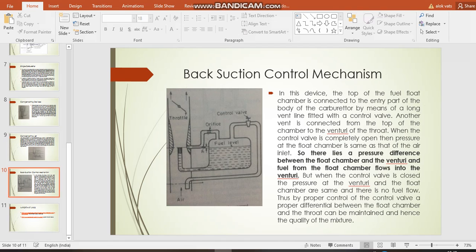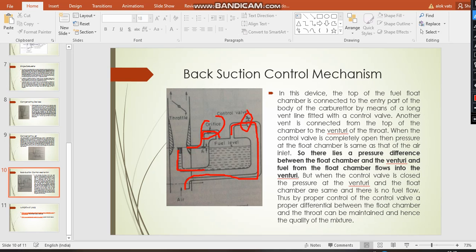So we now move on to the next mechanism, which is nothing but the back suction control mechanism. One thing which we have to note is that this system mainly operates for the large carburetors, not for the smaller ones. We also can see that this is a large vent pipe, and this is supplied with a control valve, and there is one small vent pipe also, and this is having an orifice. This is the main jet, of course.